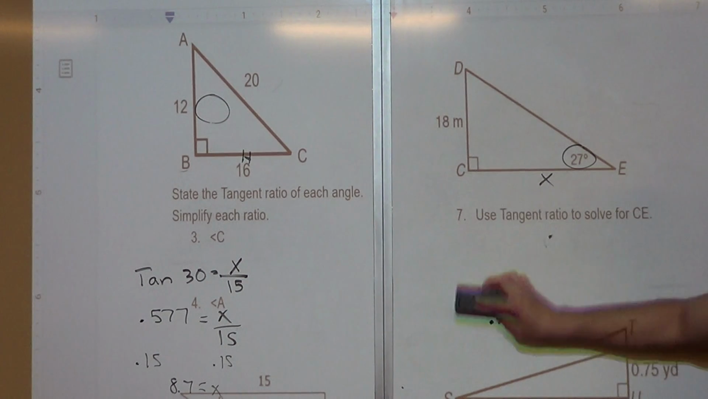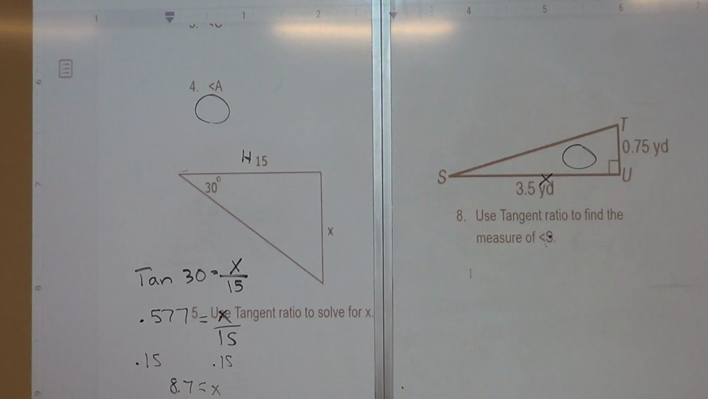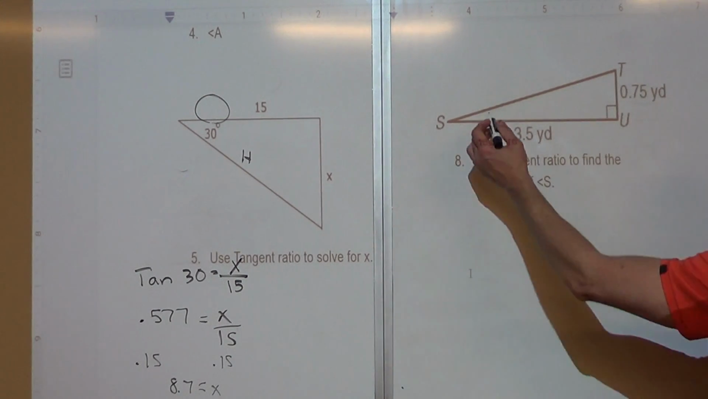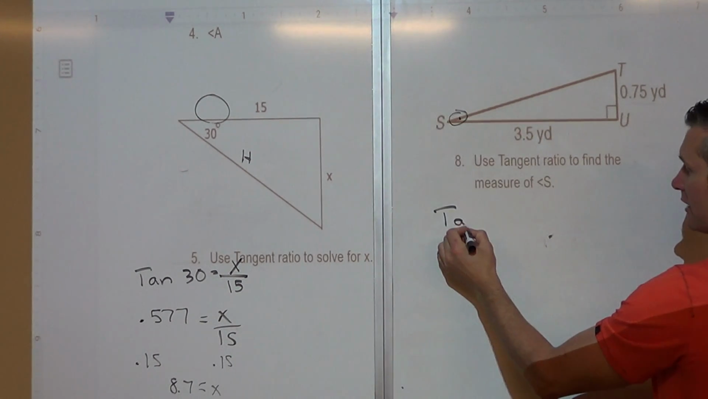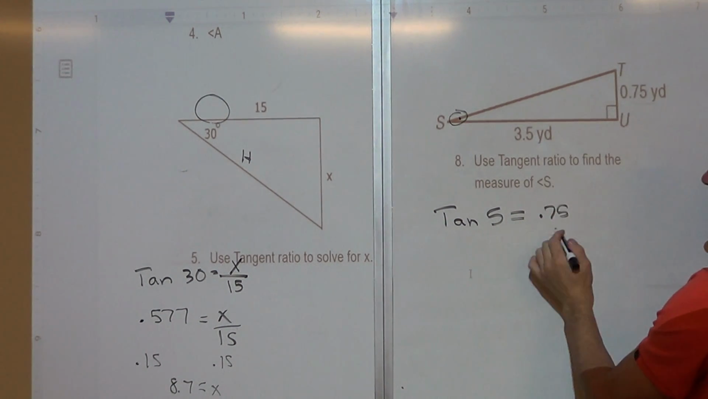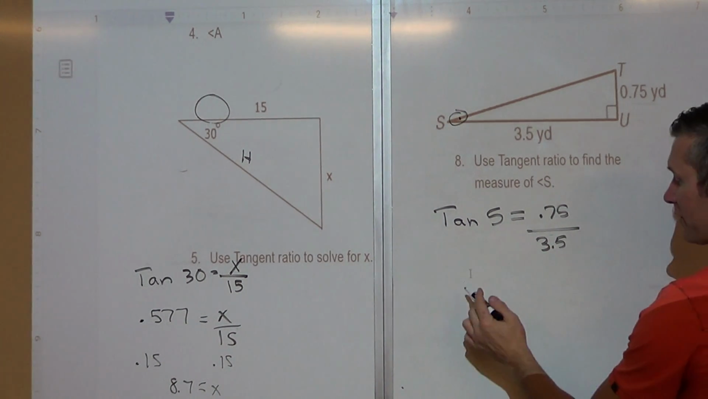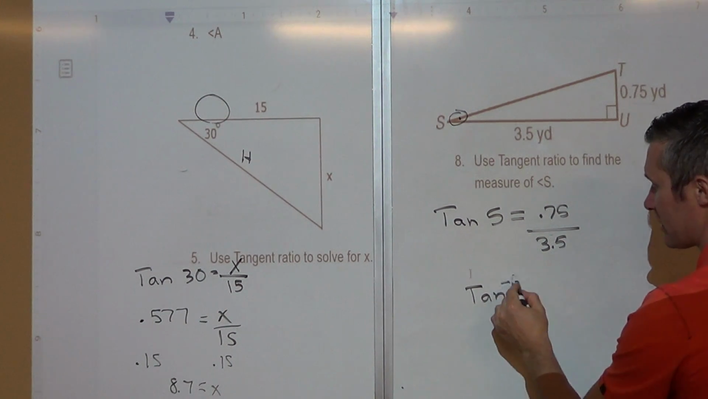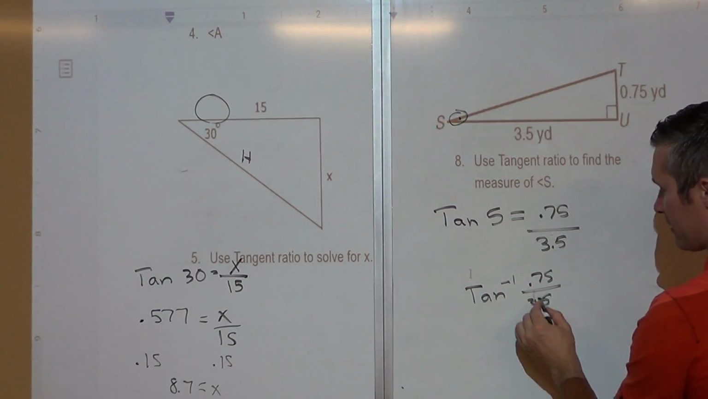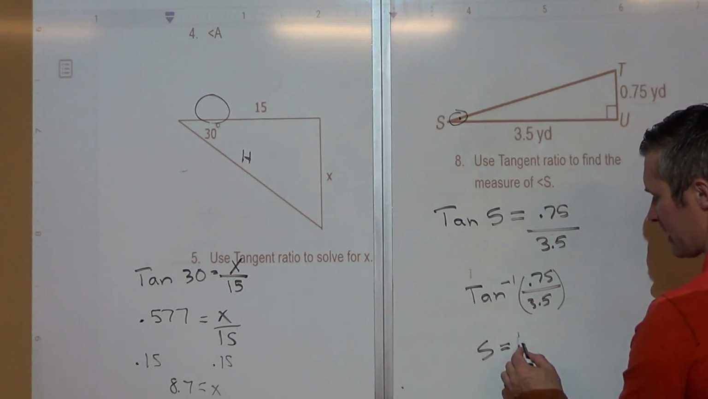Lastly, last one. We want to find the angle measurement. So before we've been finding the side lengths, now we want to find the angle measurement. It says for the measure of angle S. So from angle S, tangent of angle S is equal to the opposite side, 0.75, over 3.5. So then I have to do the inverse tangent. So I have to go tangent inverse of 0.75 over 3.5. And that should equal, so the angle of S should equal, that's about 12 degrees.